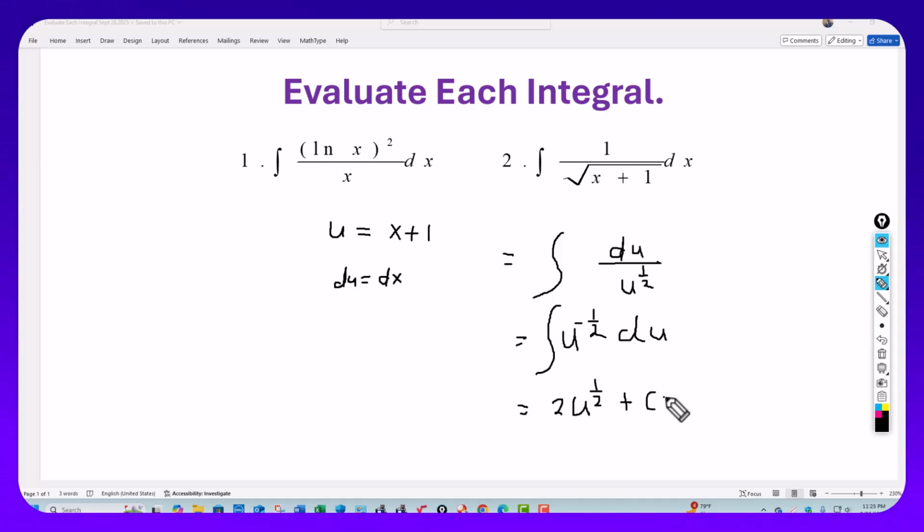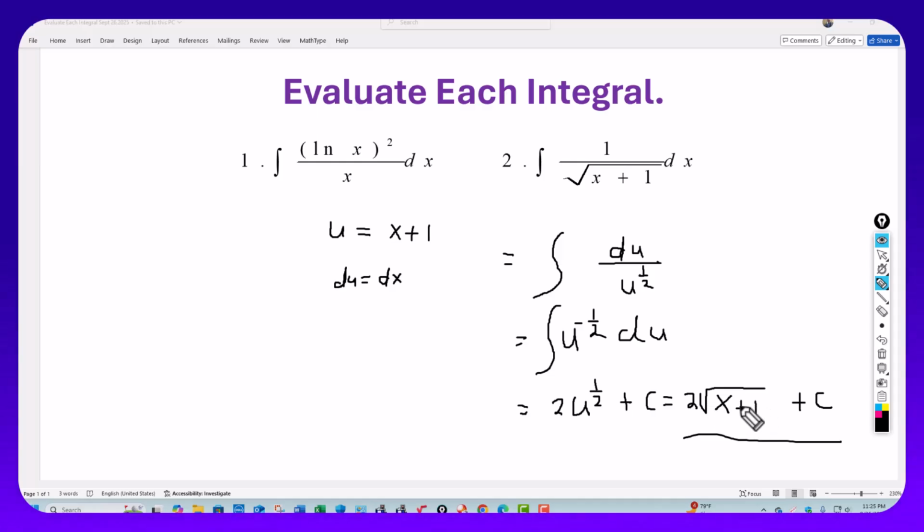And then we go back to the original variable. We just replace the u by x plus 1. So this will be a 2. And I'm going to write it back as a radical, since we started off with a square root here. So this will be 2 times the square root of x plus 1, plus the constant of integration. That's your final answer for that one.